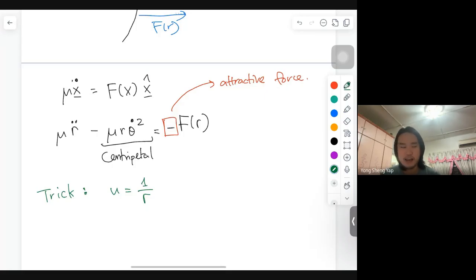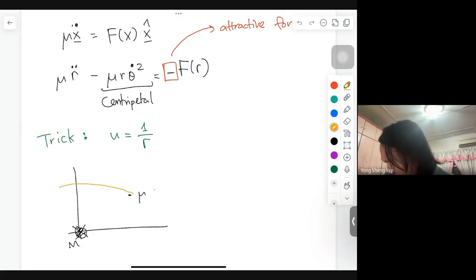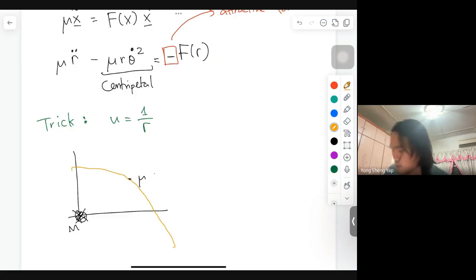So let's pause for a moment and see what we're trying to do here. We're trying to understand the dynamics of the reduced mass going around the fixed center of mass over here. There's a curve that this reduced mass draws out as it undergoes some motion, and we're trying to understand its dynamics.